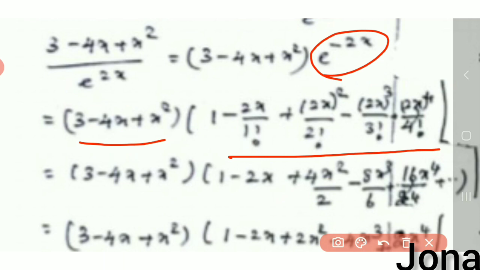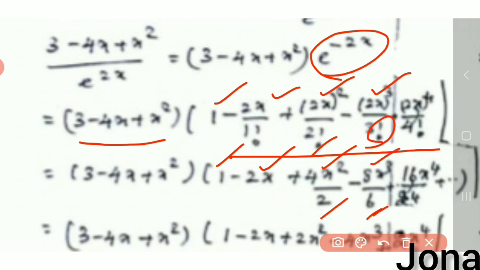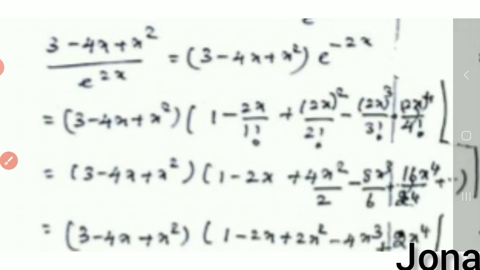Again I want to simplify this. Keep this 1 as it is. 2x by 1 factorial is 2x, and if we square this we have 4x². This 2 factorial is 2 only. If you cube this we have 8x³. This 3 factorial is 6, and with power 4 it is 16x⁴ by 4 factorial, which is 24. So now we can have the brackets like this.